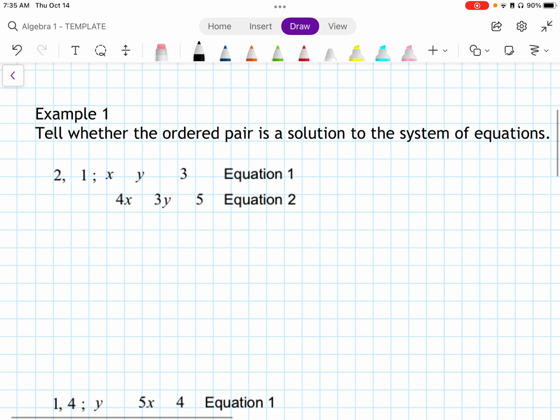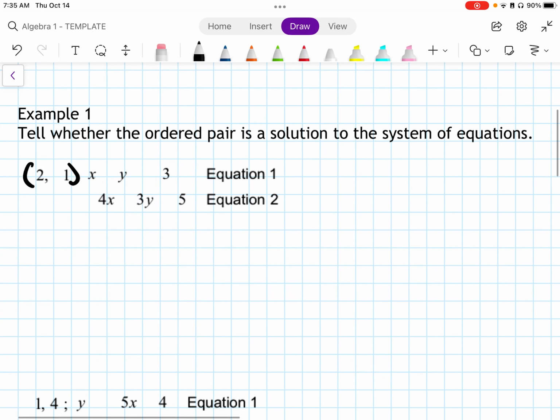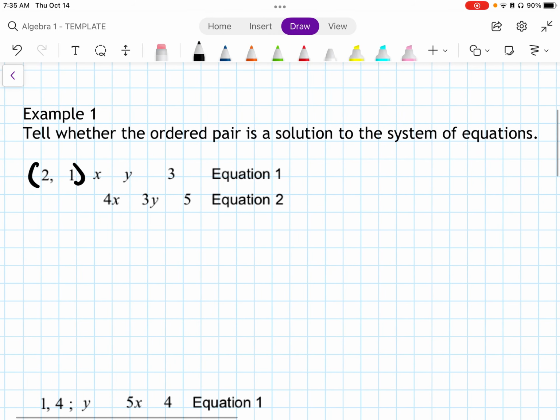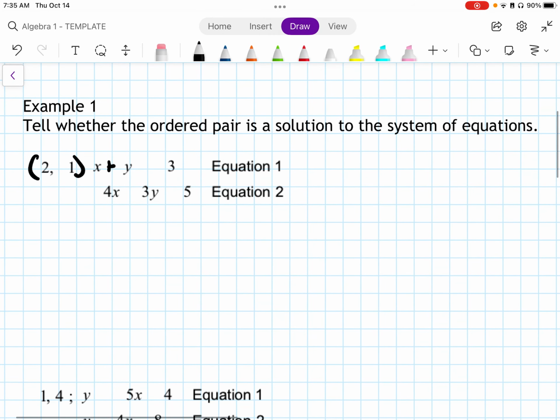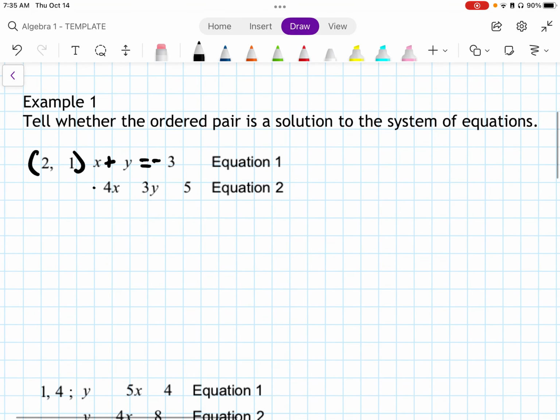Example 1, tell whether this ordered pair is a solution to the systems of equations. So let me first copy down this correctly. This should be negative 3, and then negative 4x plus 3y equals 5. So if it is a solution to the system, it has to be a solution to each individual equation here.